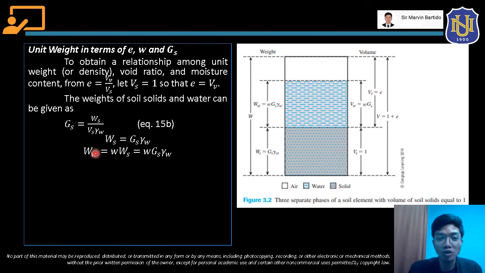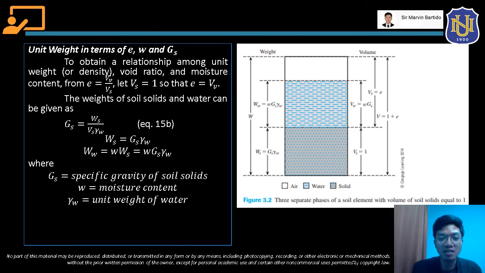So this is now the weight of water, class. That's why it became like this: w times Gs times gamma W. Okay, so take note of this, class: the weight of soil solid and the weight of water. We will use those.